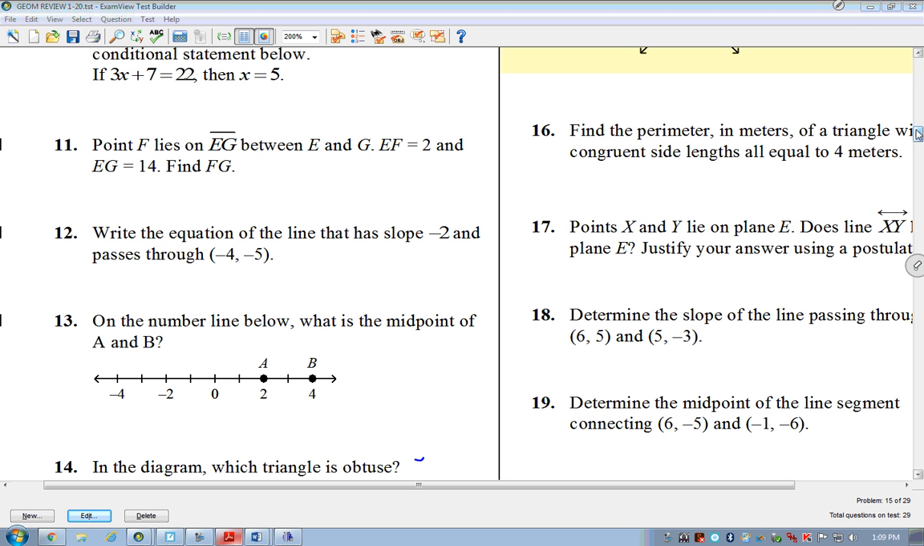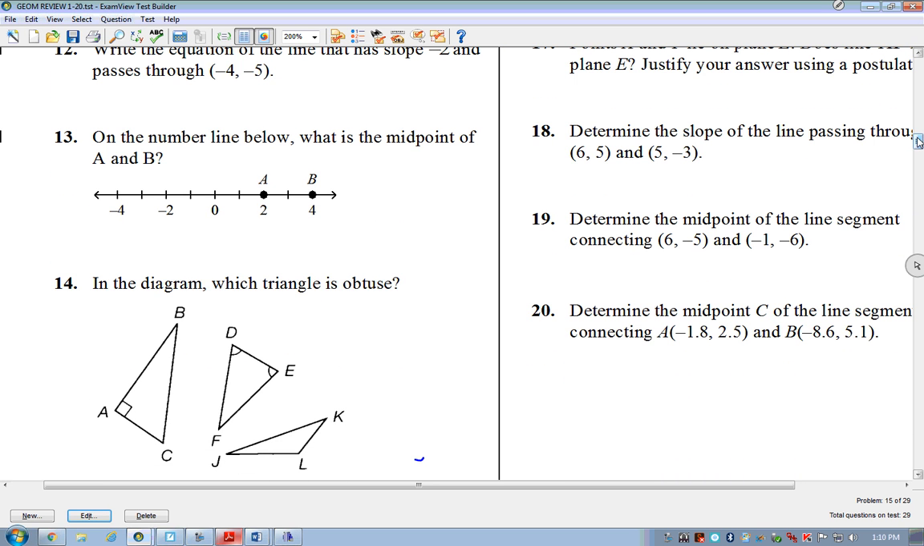All right. So that was 12. Let's look at number 13. On the number line below, what is the midpoint of A and B? Let's be less concerned with this particular question and more concerned with how we would find it. So how do I find a midpoint on a number line? What do you think? You can tell by looking at it that the answer is 3, correct? But what if we have a much bigger number line and there's halves and things like that in there?